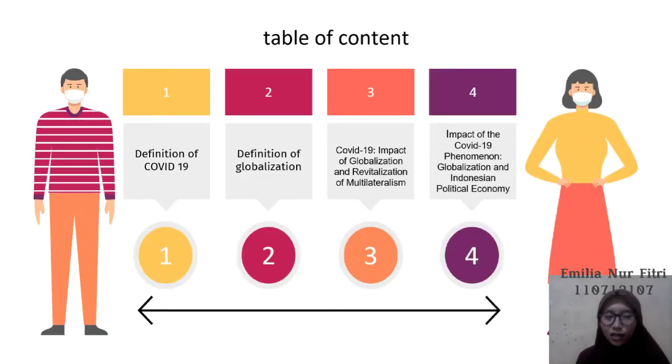And then the table of contents: number 1 is definition of COVID-19. Number 2 is definition of globalization. Number 3 is COVID-19, impact of globalization and revitalization of multilateralism. Number 4 is impact of the COVID-19 phenomenon, globalization, and Indonesian political economy.